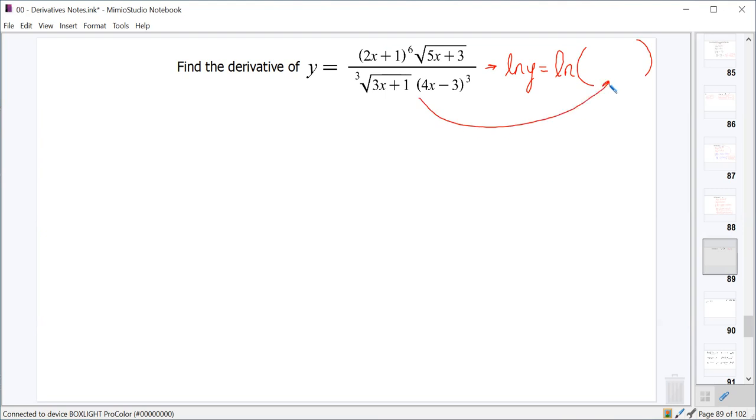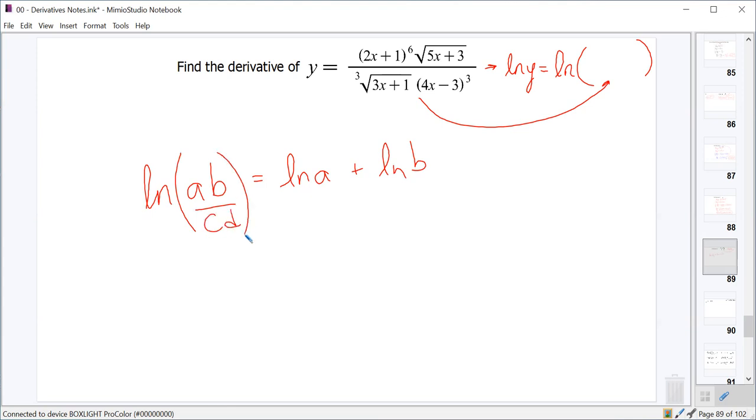And the cool trick that we're going to use here now is that we know when we have something like, let's say, natural log of a times b, that's equal to natural log of a plus natural log of b. Or if I had natural log of ab over cd, which looks pretty much like what I've got here. Here's a, here's b, here's c, and here's d. I could get natural log of a plus natural log of b minus natural log of c minus natural log of d. So I'm going to be able to separate this out so there's no longer a bunch of multiplication and division going on.